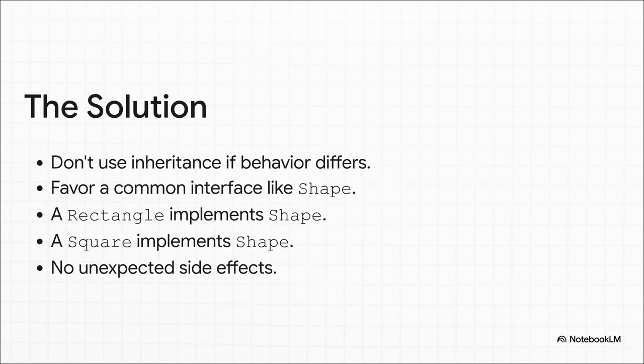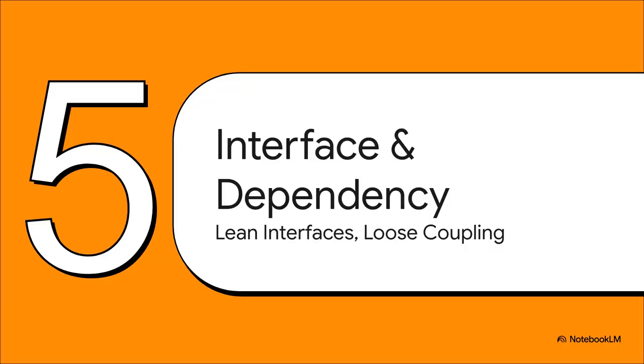The real fix here is to rethink the relationship entirely. Just because two things are related in math doesn't mean they should be related through inheritance in our code. So instead of forcing that "is a" relationship, we create a common interface, like Shape. Now both Rectangle and Square can implement Shape, but neither one can mess with the other's internal rules. They're independent, but they share a common type. And no more surprises.